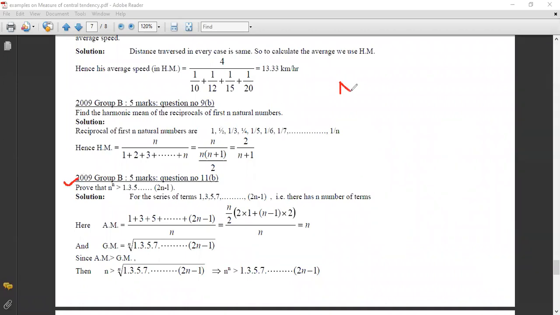It is: arithmetic mean is greater than or equal to geometric mean, and geometric mean is greater than or equal to harmonic mean. Just to remember, I again repeat what the arithmetic mean is.